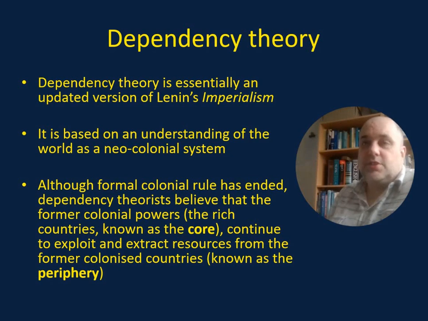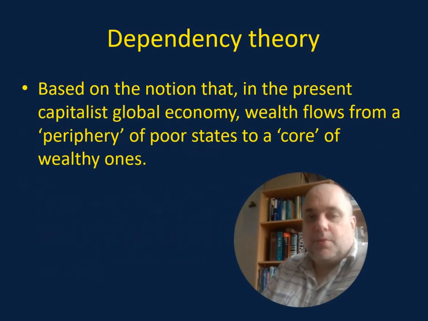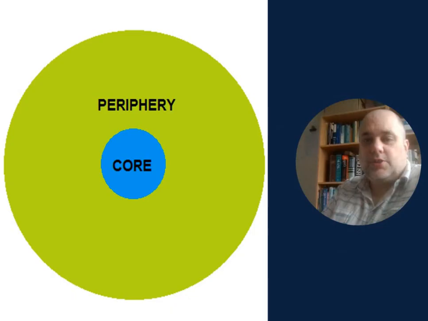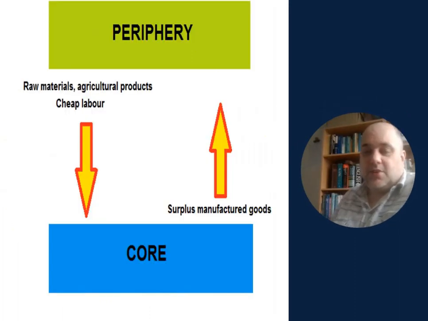The former colonising countries are known as the core countries, and the former colonies, which remain exploited, are what dependency theorists call the periphery countries. So the idea is of wealth flowing from the periphery of poor countries to the core of wealthy countries. We can visualise it like this, but perhaps it makes more sense to talk about the actual economic relationship between the two. The periphery are used as a source of raw materials and agricultural products and cheap labour for the core countries, which from those raw materials create manufactured goods and then use the periphery essentially as a dumping ground for their surplus manufactured goods.